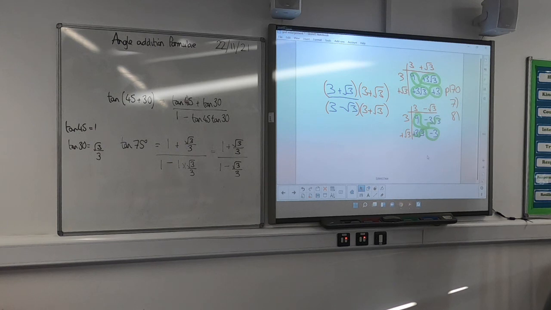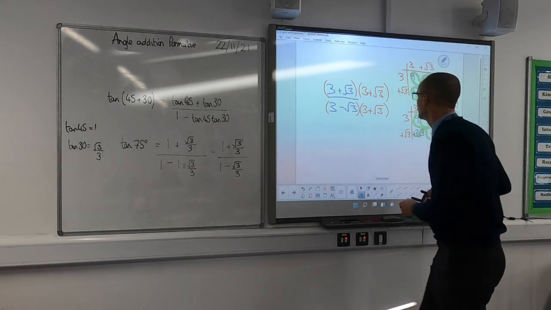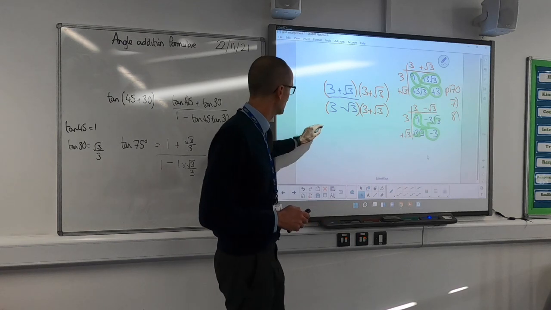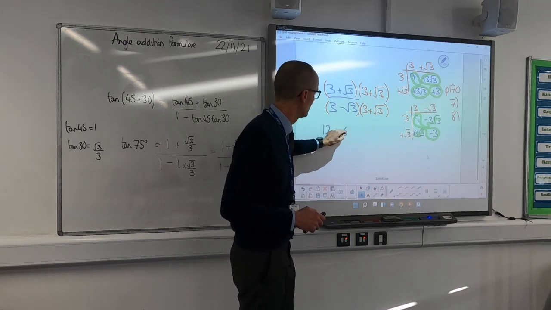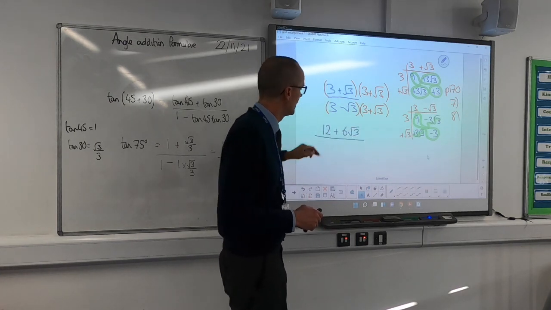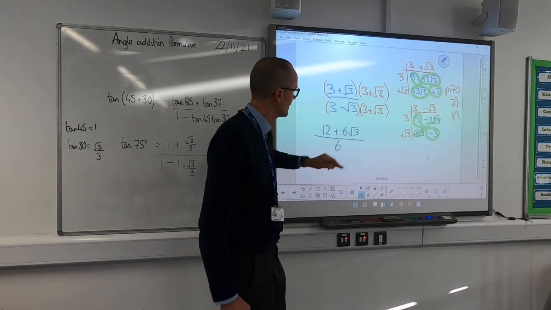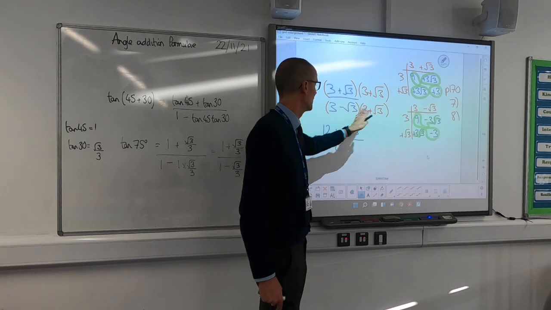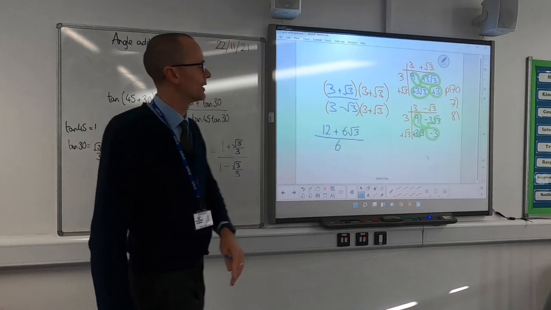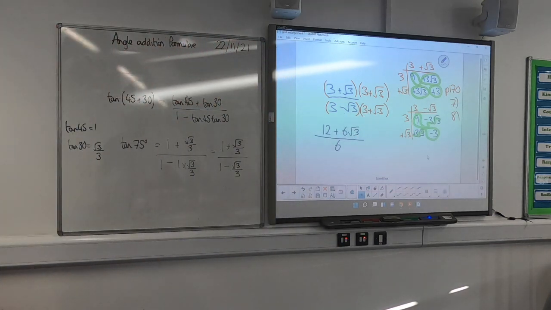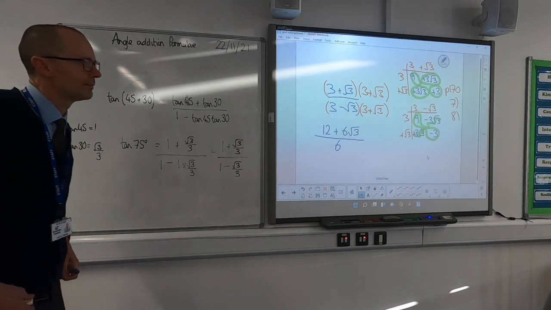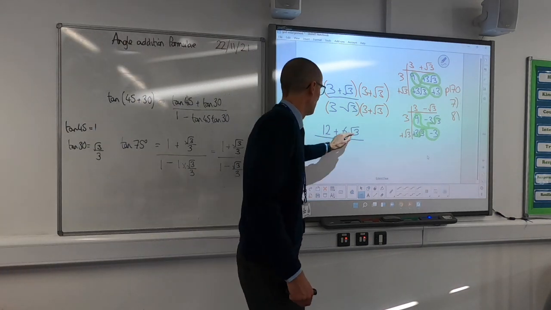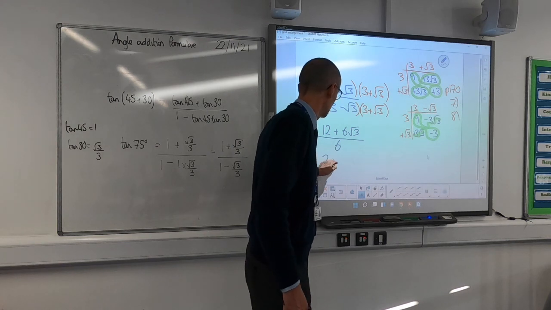So when I do that, I get on the top 12 plus 6 root 3, and on the bottom I get 6. The reason we do this technique is to remove the surds from the bottom. Root 3 times root 3, remember, is 3, and minus root 3 times root 3 is minus 3. And 2 things divided by 1 thing.